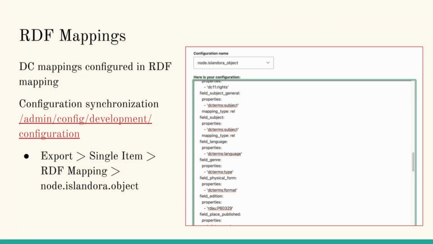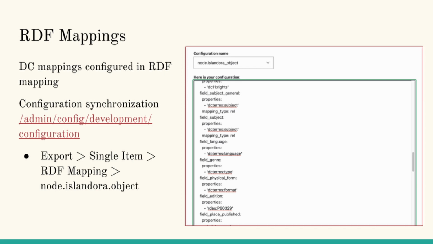There are ways of reconfiguring that mapping if you want. This is where I start to walk into the weeds, so apologies. The Dublin Core mappings are configured in the main RDF mapping, which you can find on the site.